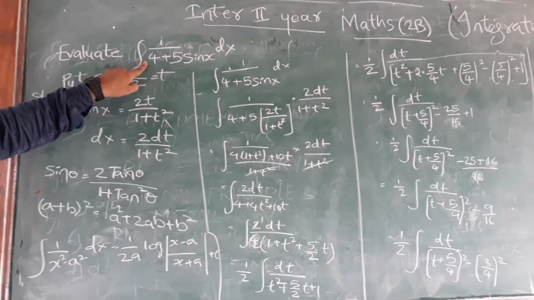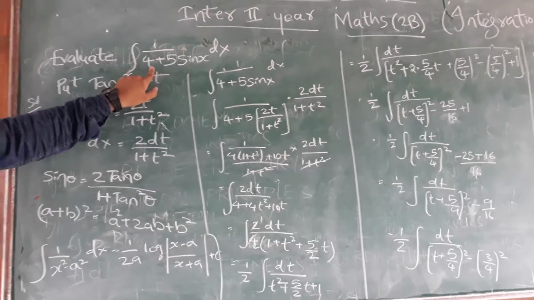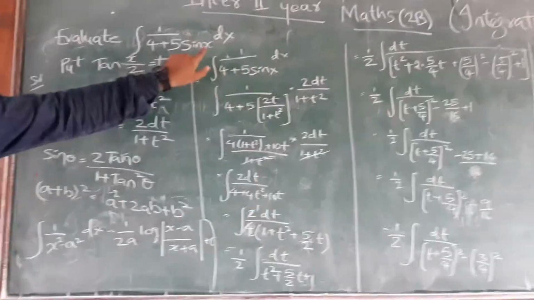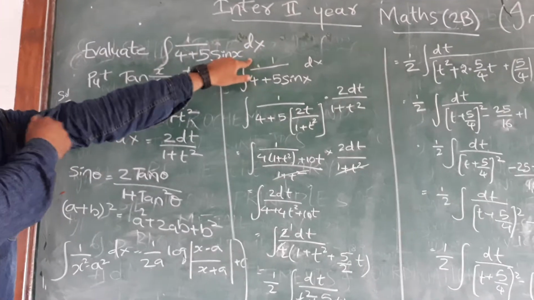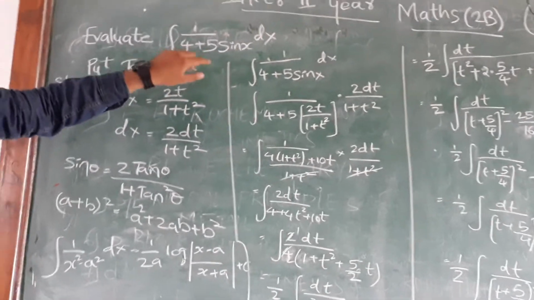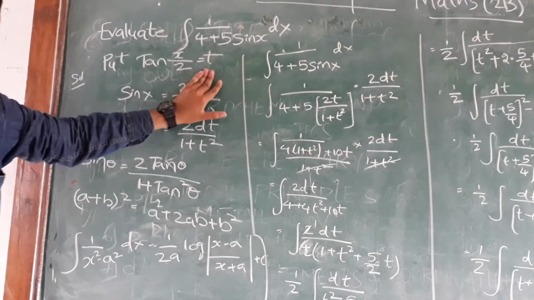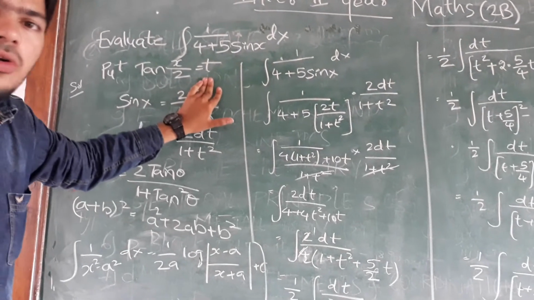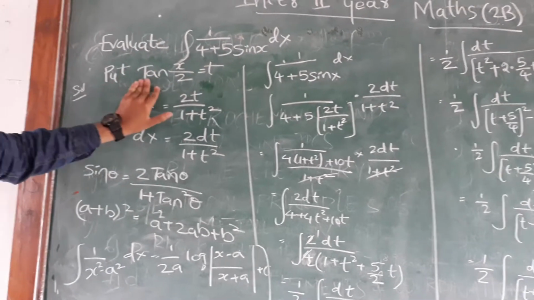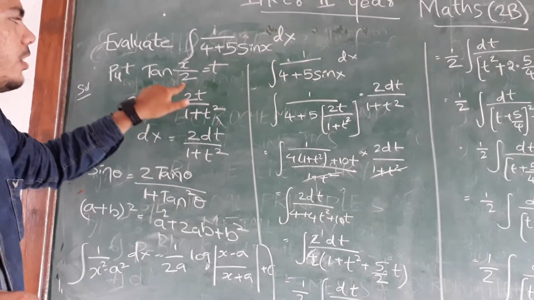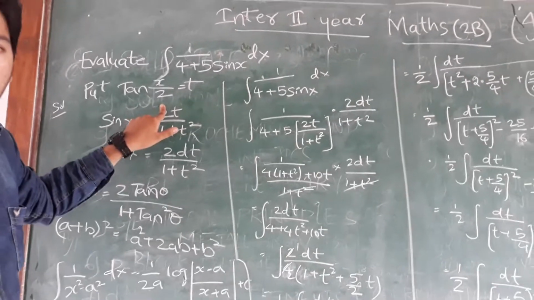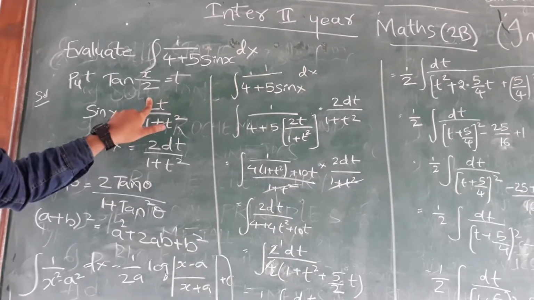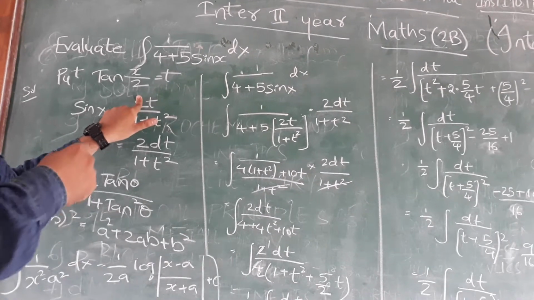Evaluate the integration of 1 by 4 plus 5 sin x dx. It's the question. So first of all, anytime we have to suppose something as t. We are supposing tan x by 2 as t, because we need to bring in the formula. So what are the formulas we are going to use here?